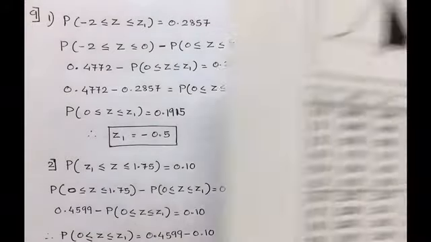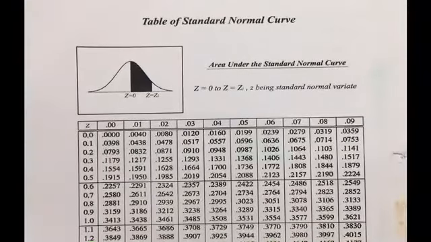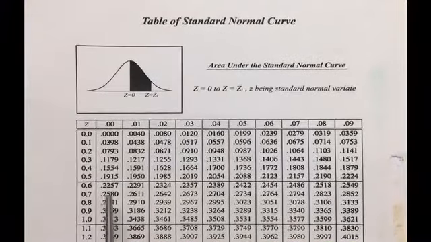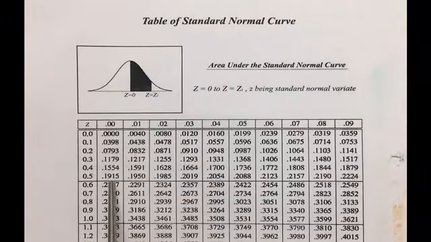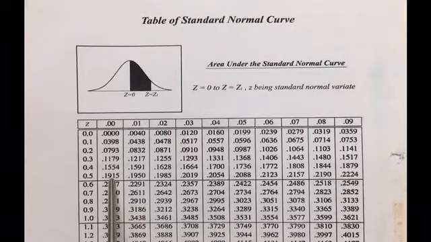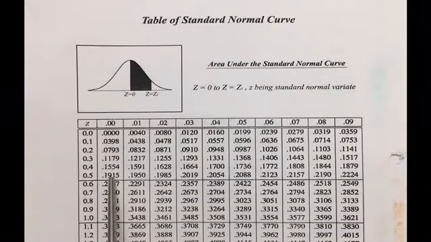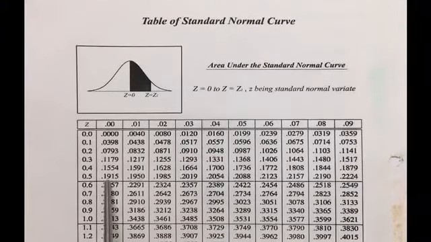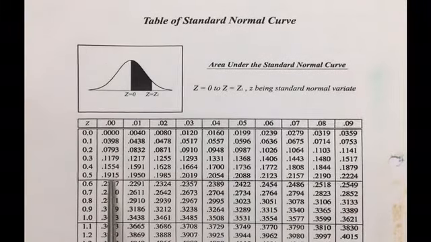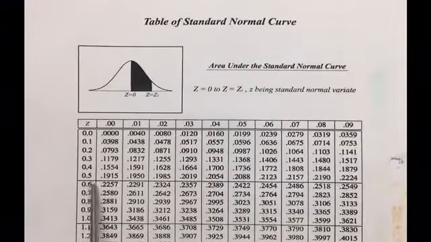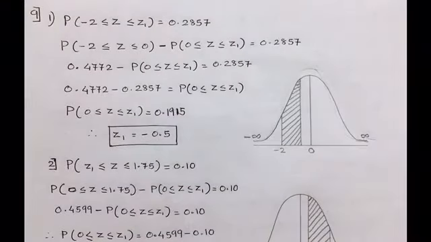Now for which value of Z1 is this the area? We have to see it in the table. So taking up the table, searching 0.1915, you can easily see here that 0.1915 lies in 0.5 and 0. So the value of Z1 becomes 0.5.